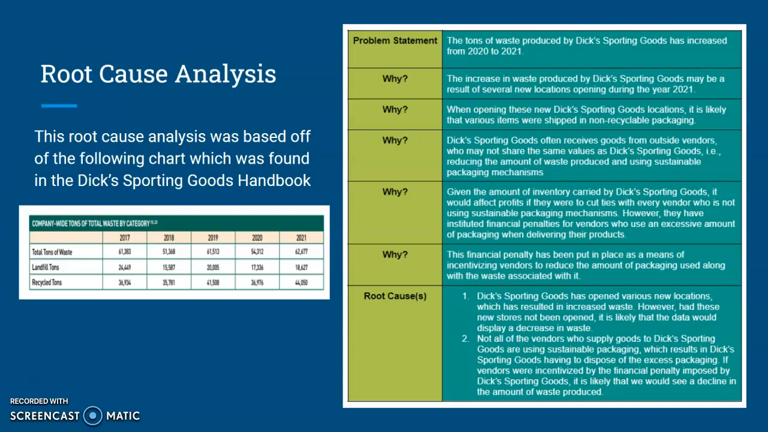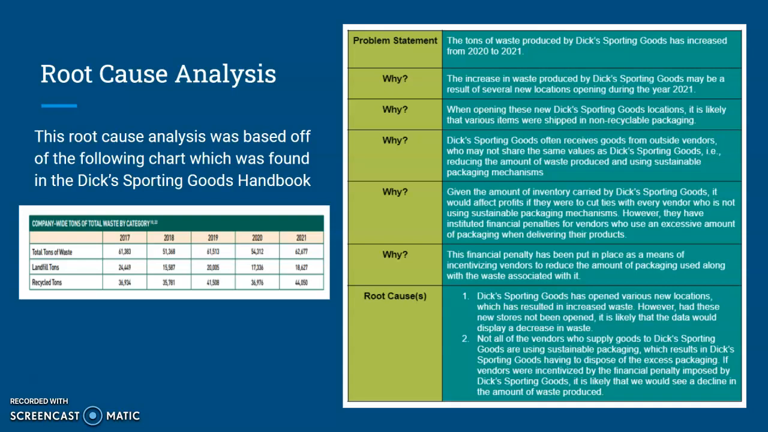So following this root cause analysis, we have come up with 2 different root causes of why there may have been an increase in waste. The first one is Dick's Sporting Goods has opened various new locations, which has resulted in increased waste. However, had these new stores not been opened, it is likely that the data would display a decrease in waste.